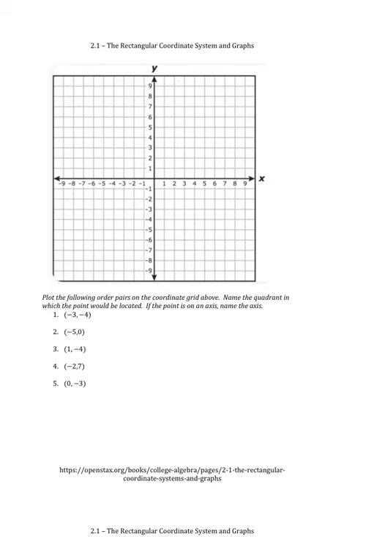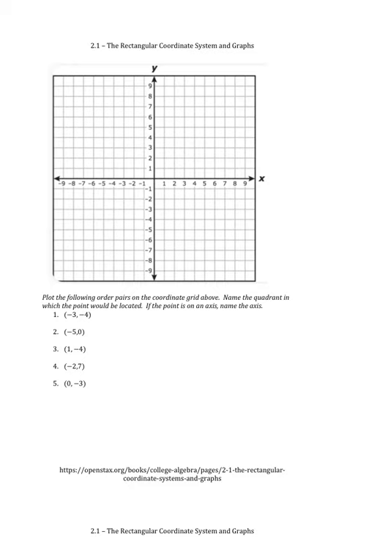This accompanies the OpenStax College Algebra book. This is from section 2.1, the rectangular coordinate system and graphs. So first we're going to look at a grid and talk about that, and then we'll start plotting some ordered pairs. So this is the rectangular coordinate system.